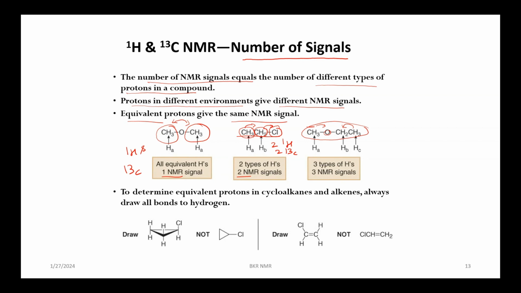For this, I'll have A, B, C. So three NMR signals for proton, and I'll also have three NMR signals for carbon, because this is a CH3 carbon, this a CH2 carbon, and this a CH3 carbon. Now, whenever you have cycloalkanes and alkanes, try to write them in the structural formula or the geometrical form so that you get the right answer.